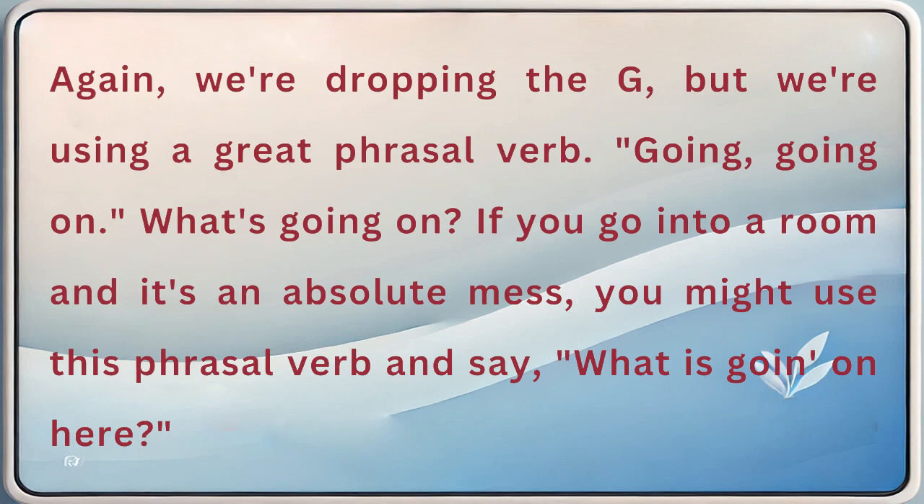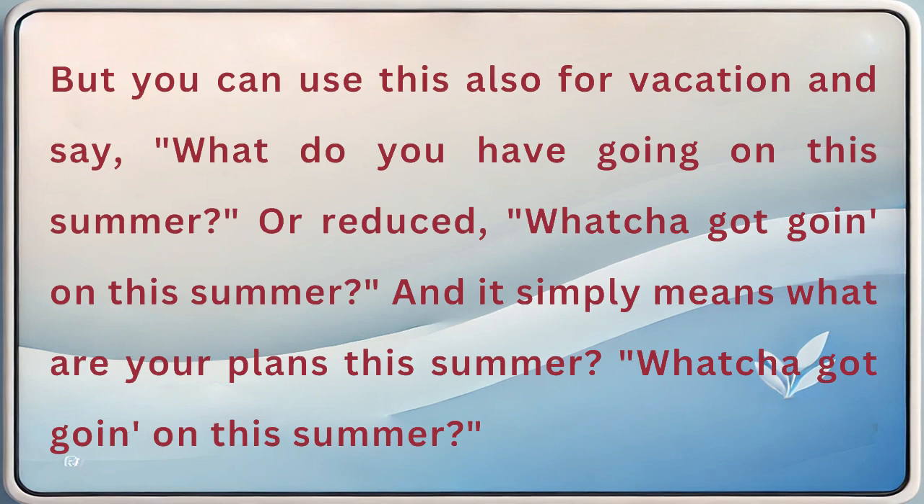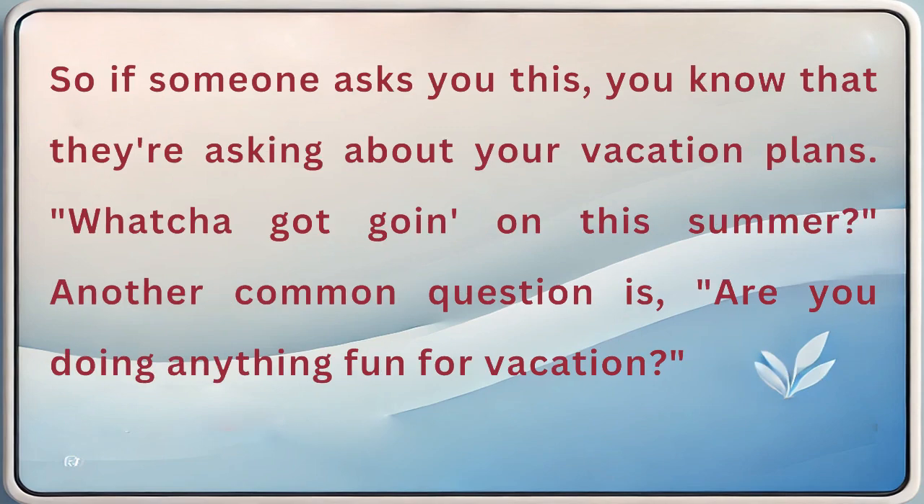If you go into a room and it's an absolute mess, you might use this phrasal verb and say, what is going on here? But you can use this also for vacation and say, what do you have going on this summer? Or reduced, what you got going on this summer? And it simply means, what are your plans this summer? So if someone asks you this, you know that they're asking about your vacation plans.